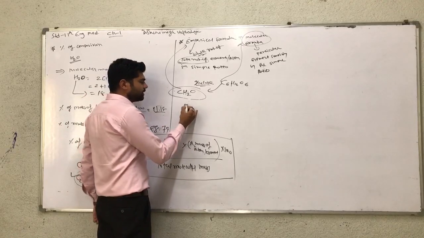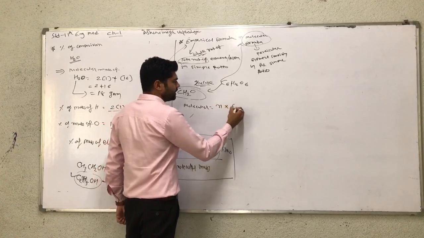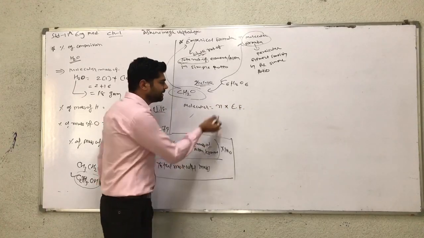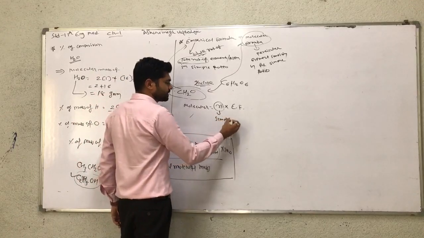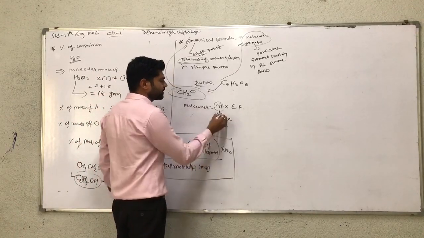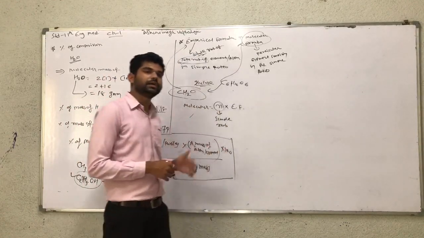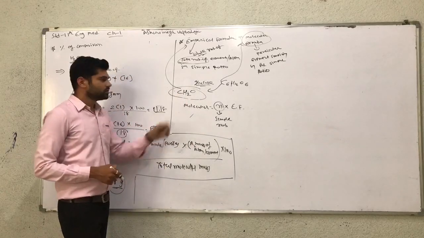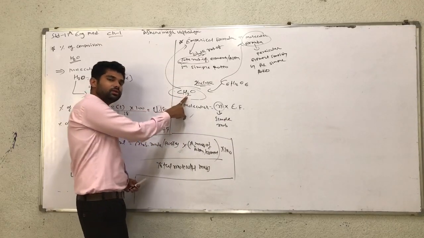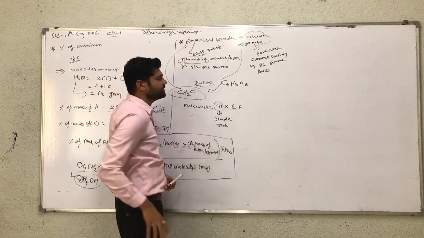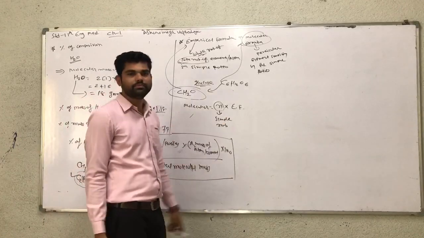The molecular formula is obtained by multiplying n into the empirical formula. Here n means a simple number, not a mole, nothing like that. So here we multiply by which term? 6. So n is equal to 6, therefore 6C, 6 into 2, 12 H, and 6O. So molecular formula is equal to n multiplied by empirical formula.